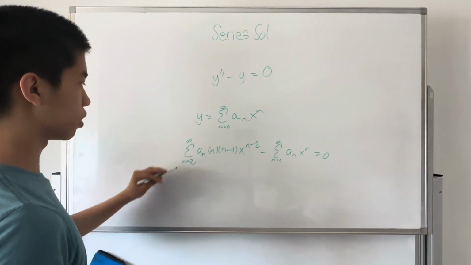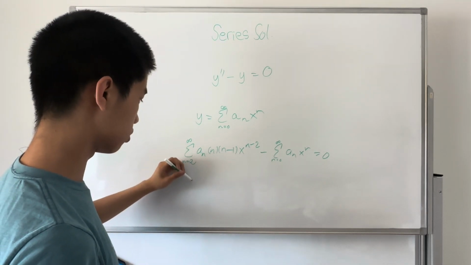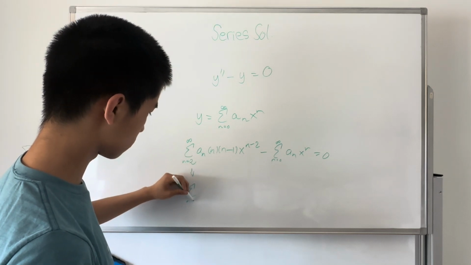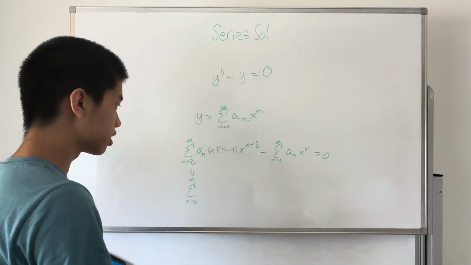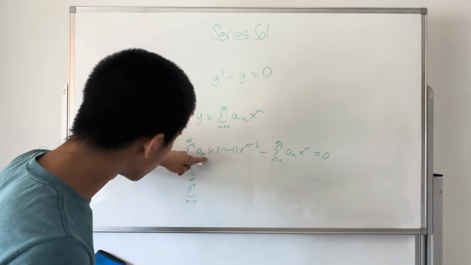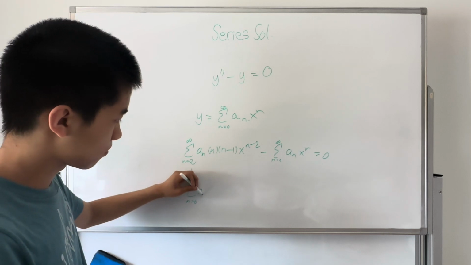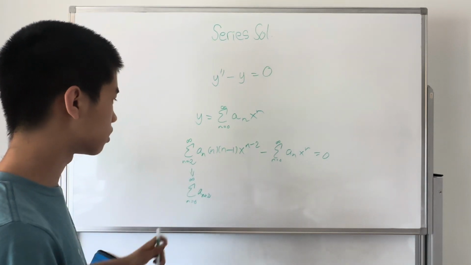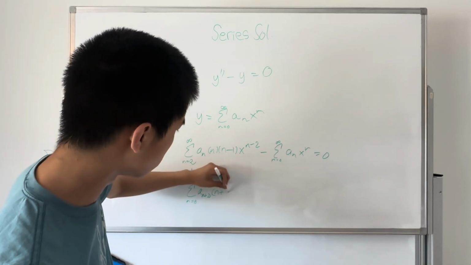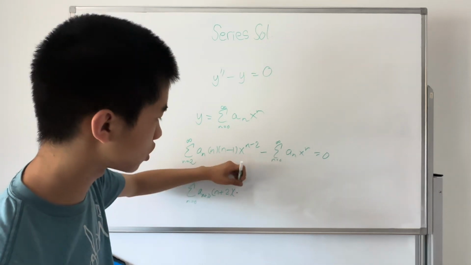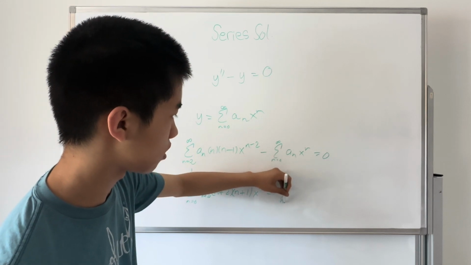Now what you can do is shift the index down to 0. But in order to keep it the same algebraically, you have to shift all the n's inside up by 2. So you have a of n plus 2 now, just to make sure that you start off at n equals 2. Then you have n plus 2, then n plus 2 minus 1, which would be n plus 1, x to the n, minus the infinite series. This stays the same.